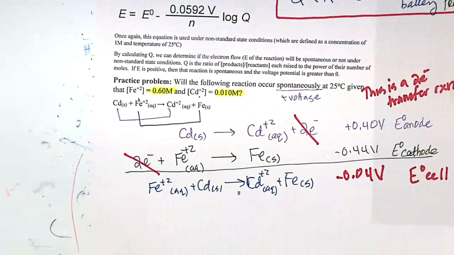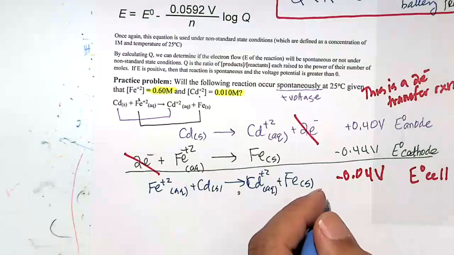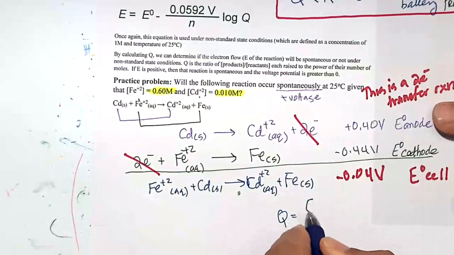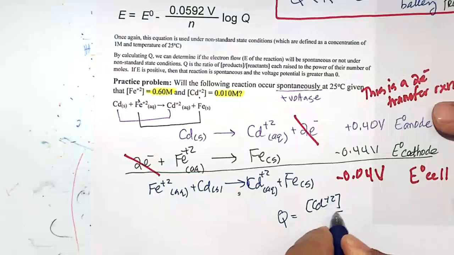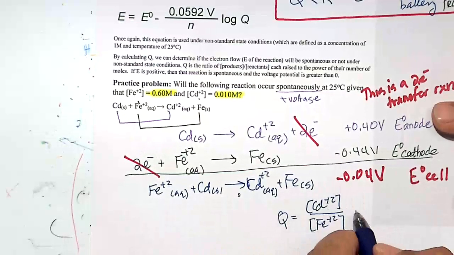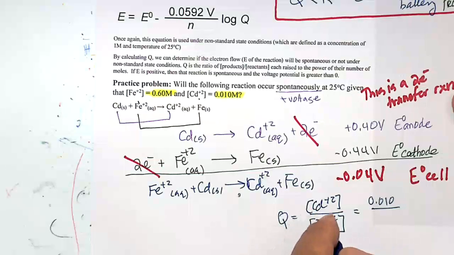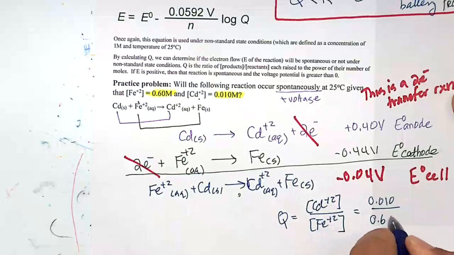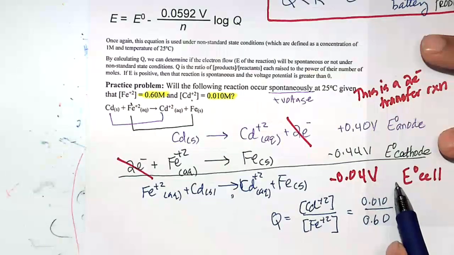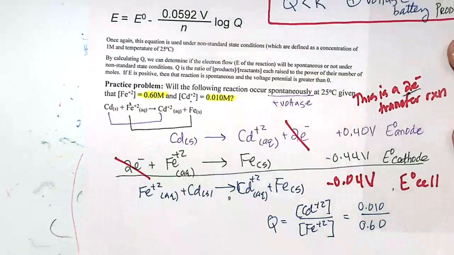Let's figure out Q first. So we'll calculate Q. What is Q here? Products over reactants. Cadmium concentration is 0.10. Iron plus 2 concentration is 0.60. What is E cell here? We just calculated E cell. And what is N? N is 2. So we will plug that in here.